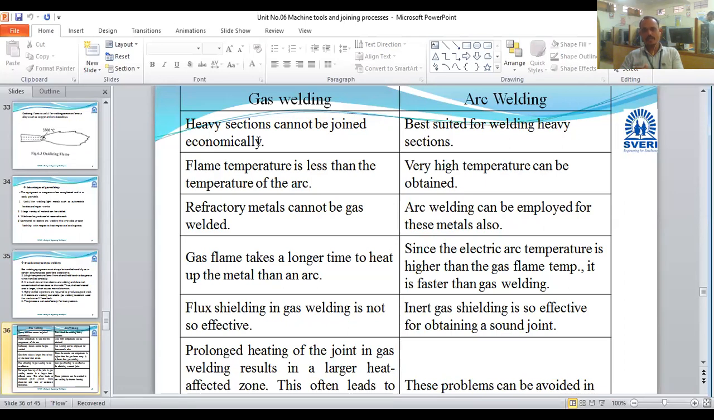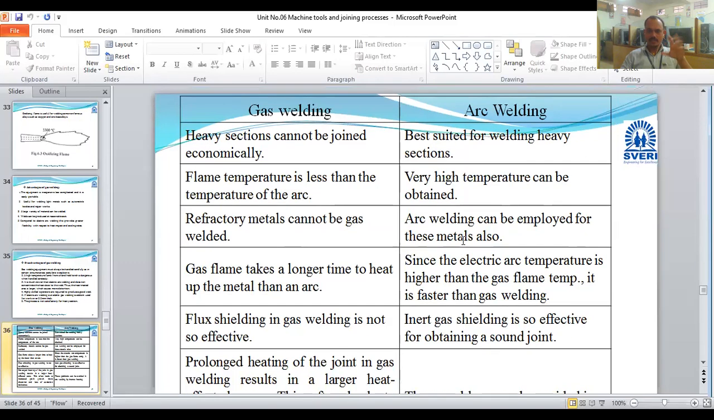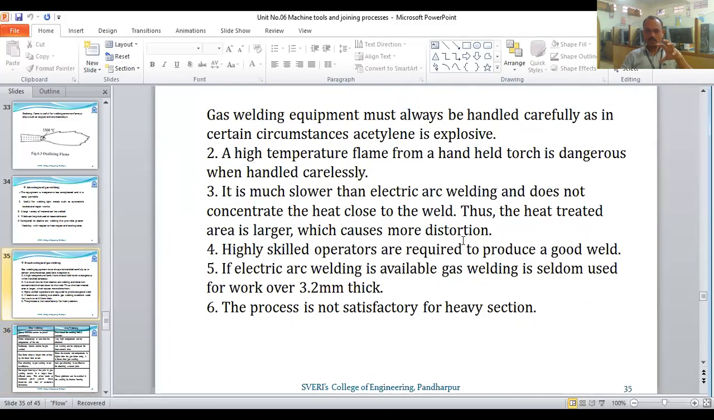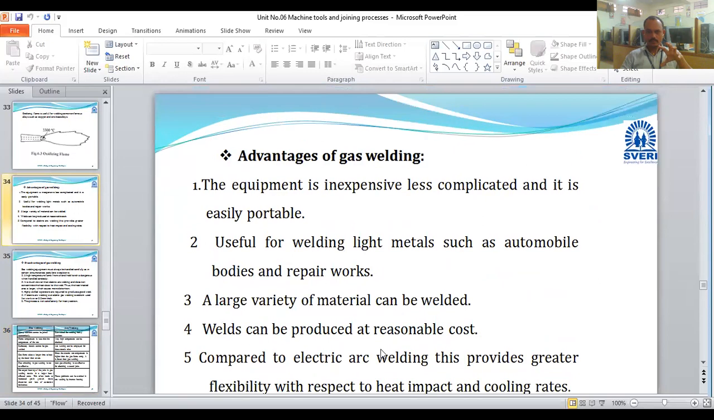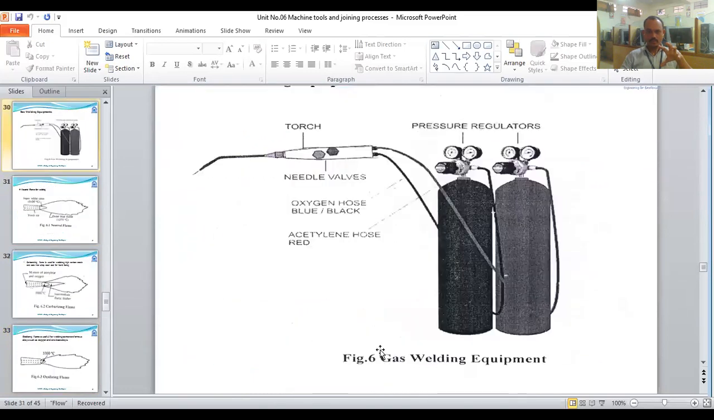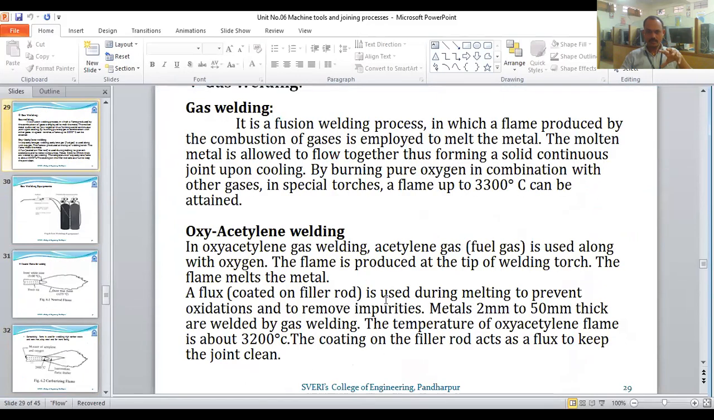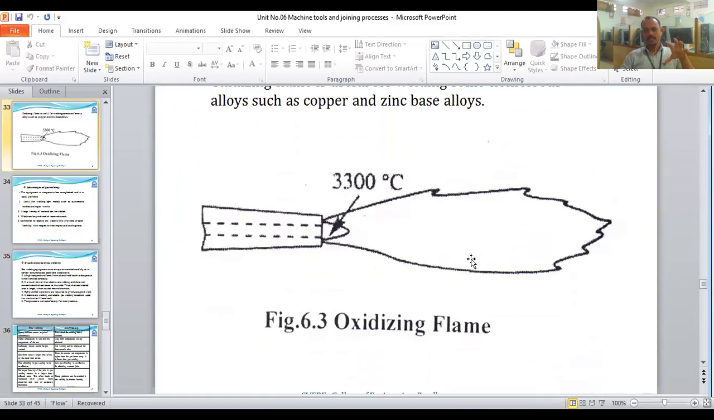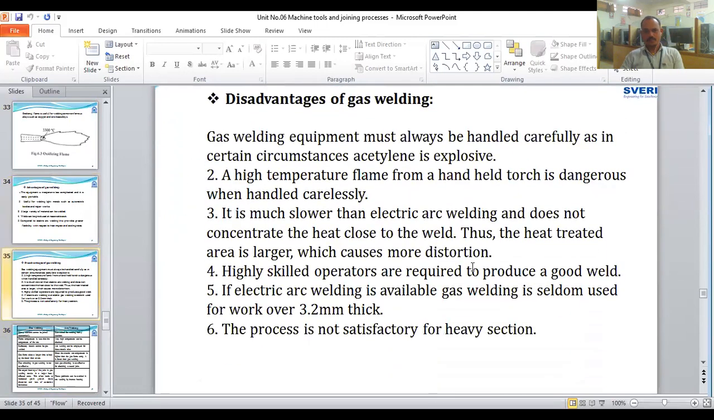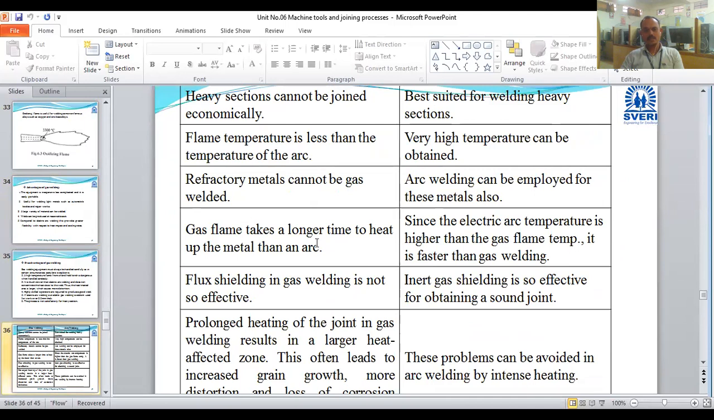Refractory metals cannot be gas welded. Arc welding can be employed for these metals also. Refractory metals are those metals like zirconium, which is provided here in the limitations. Such refractory metals cannot be joined with gas welding. Then, a gas flame takes a longer time to heat up the metal than the arc.